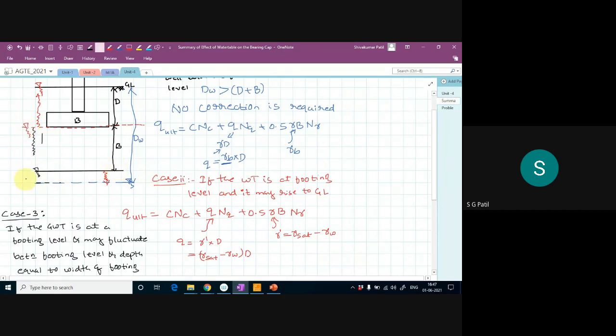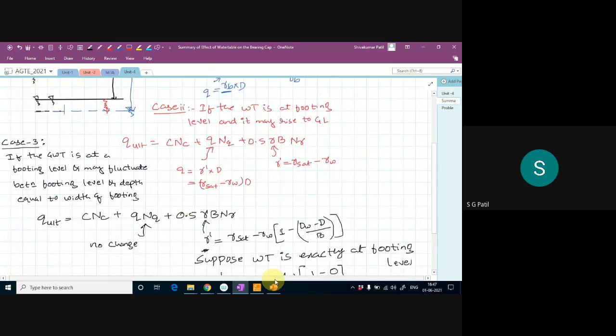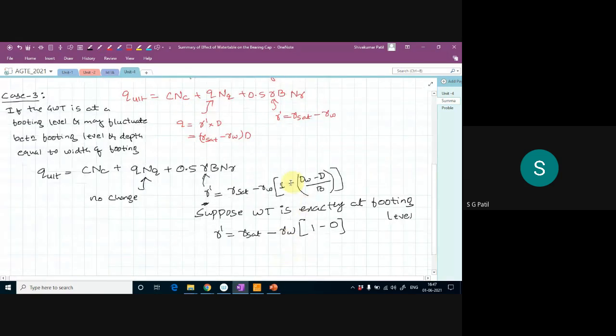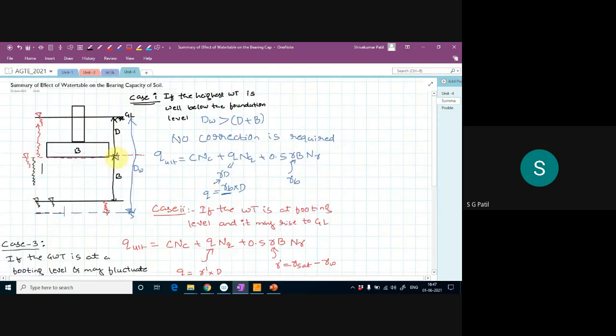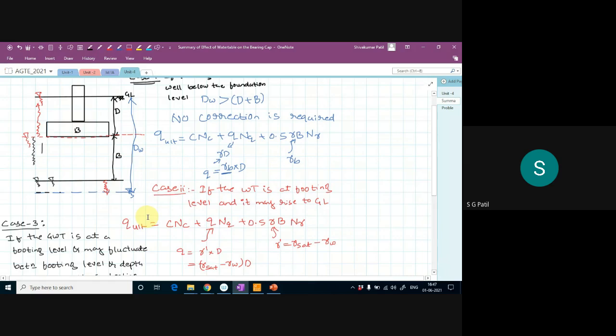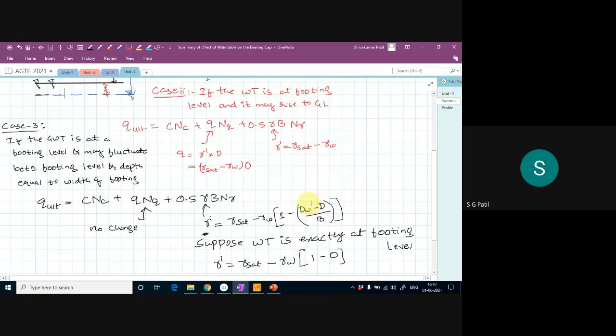Suppose the water table is exactly at b level below the footing, exactly at this level. Then what will happen? My dw is equal to what? D plus b. My dw is equal to d plus b. Now you put it in this equation. When the water table is exactly at the footing level, d is equal to dw, they will get cancelled, so it is 1 minus 0.